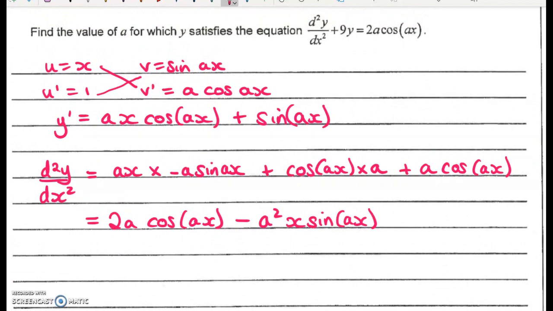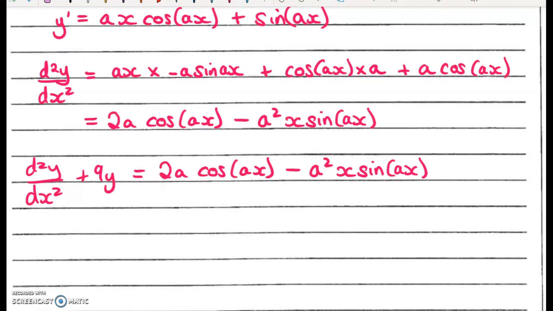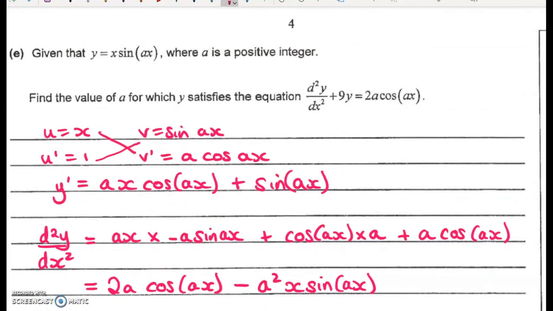Okay, so now we want to show that this thing here equals this thing here. So we take that function that we just did and add on 9y and hopefully be able to show that it equals this bit here. So d2y dx squared plus 9y will be equal to this d2y dx squared that we just worked out, and then add on 9 lots of y. Well, 9 times y is 9x sine ax, because y was back up here in the question. We just do 9 times that.